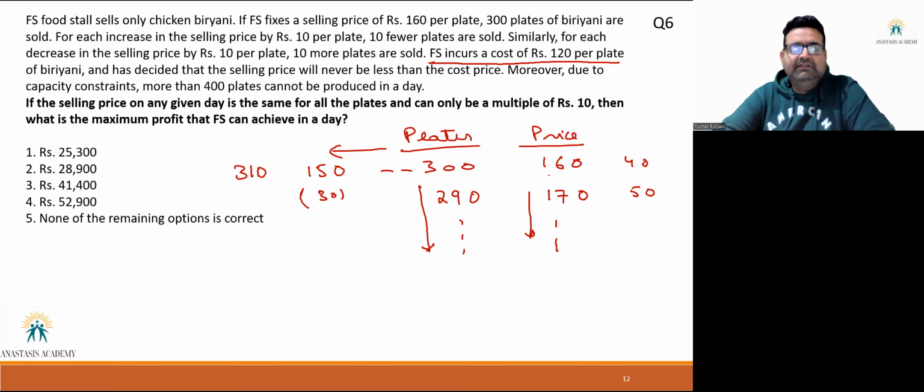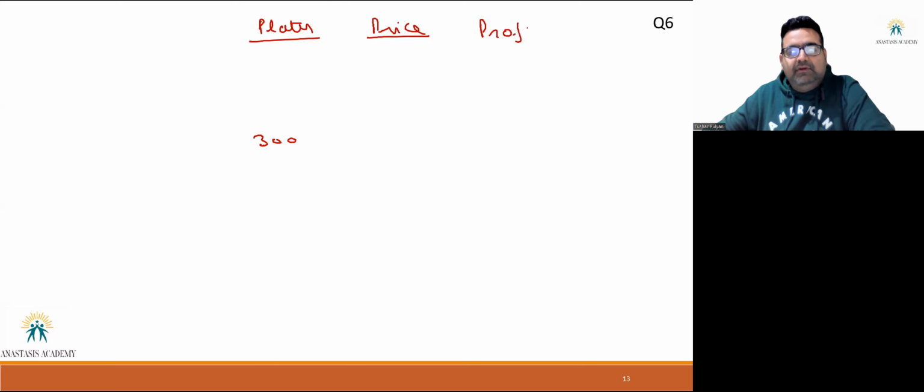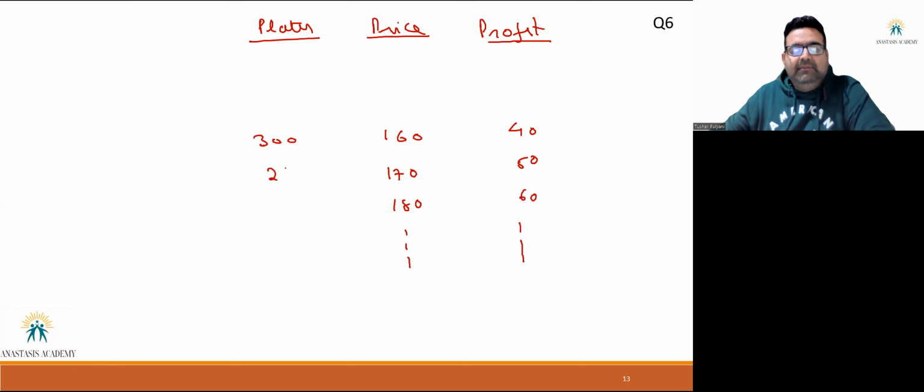Since we have understood this, let me take some more space and write it out. So we are talking about plates and price, and we are also talking about profit. With 300 plates, the combo was price 160 and profit 40. Here I keep increasing my price: 170, 180 and so on. My profit will keep increasing, 50, 60 and so on. My plates will keep decreasing, 290, 280 and so on.